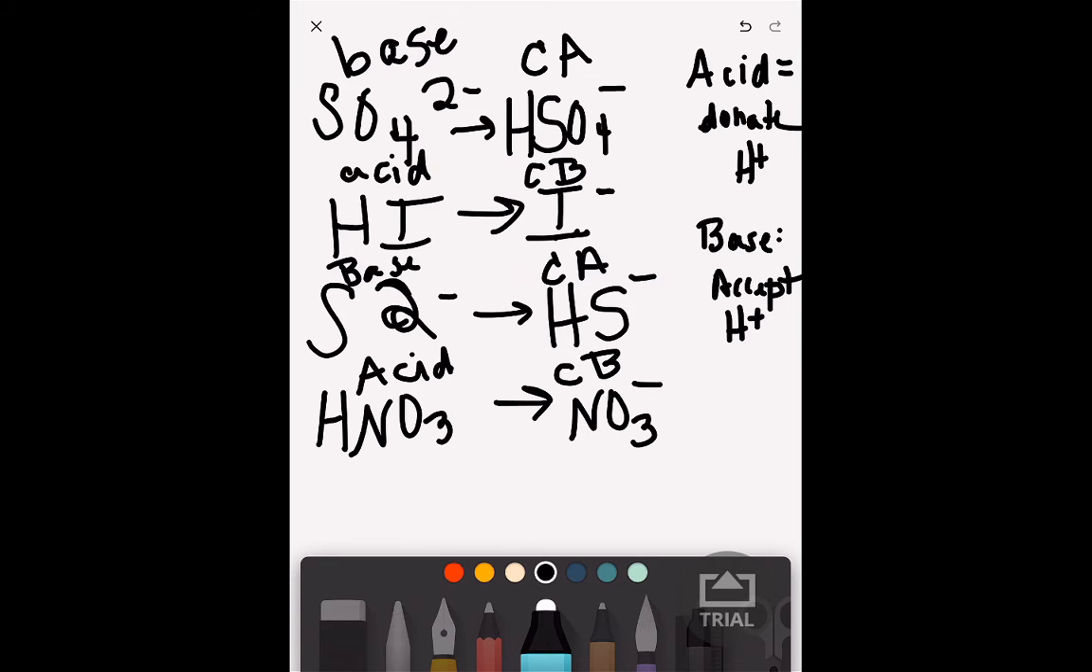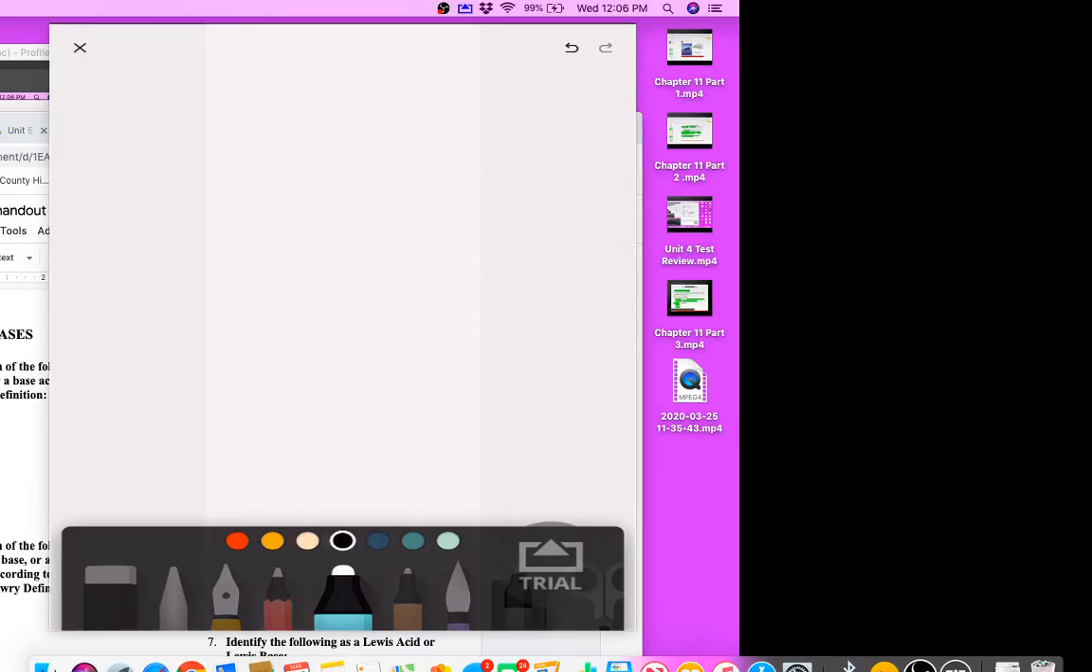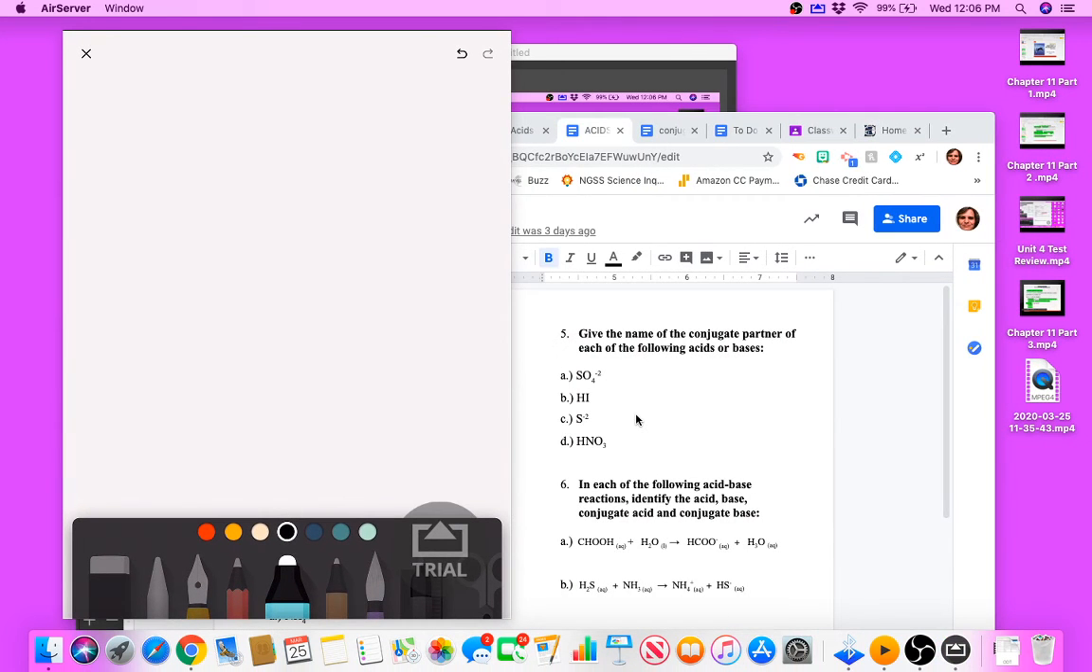Okay, so now, the last thing is we want to be able to label an equation. So we're going to do these 2 practice problems here.